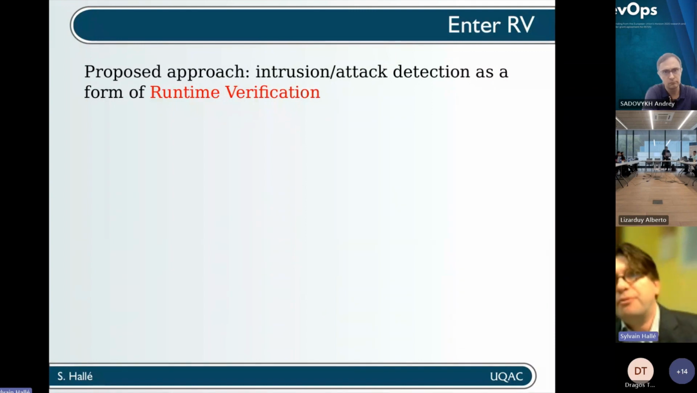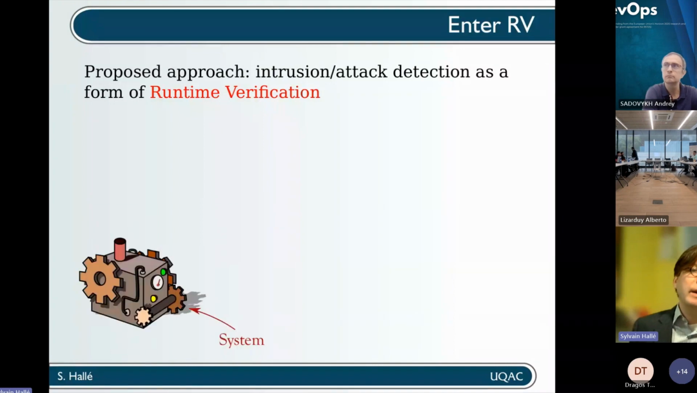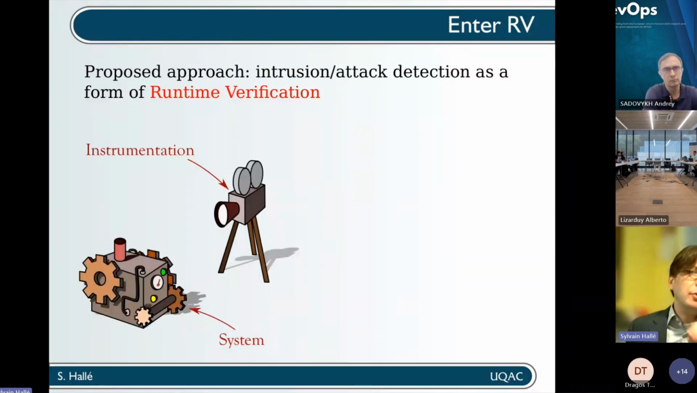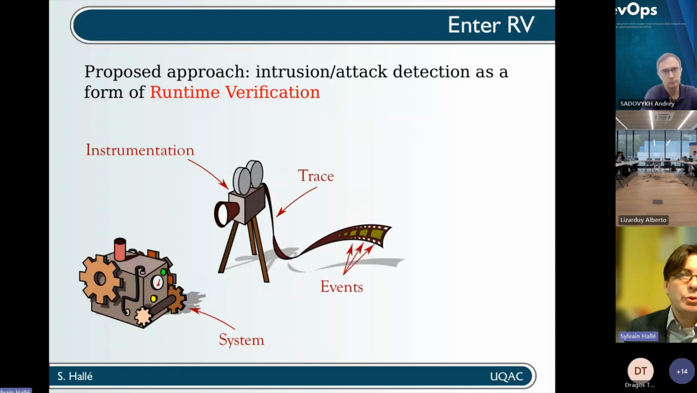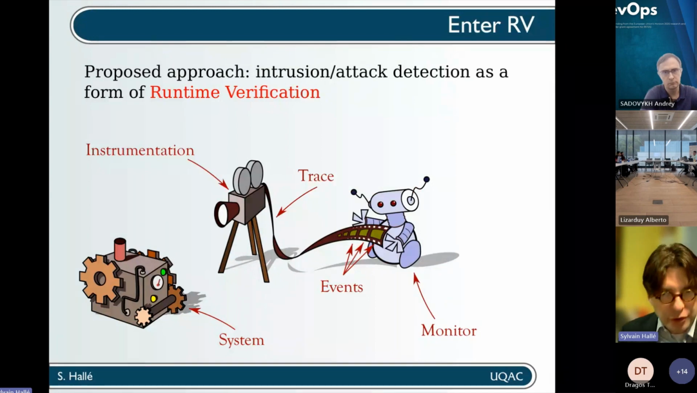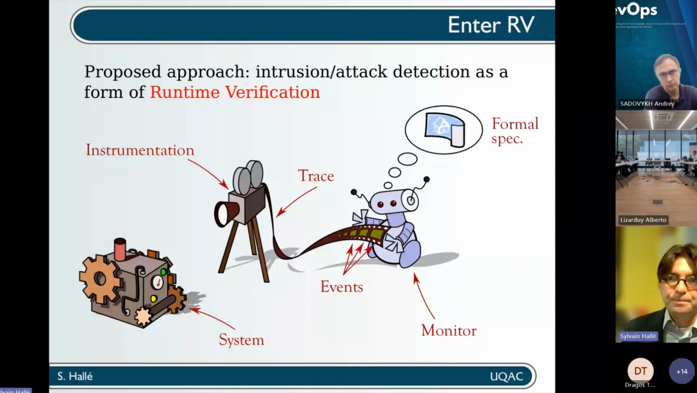Runtime verification is a subfield of software engineering, software testing in particular. The way it works is that you have a system, whatever that system may be, and then you have some instrumentation that records elements of information about the execution of the system. This instrumentation produces a trace or a log made of individual events, and then you have a monitor that evaluates in real time this flow of events that is produced by the instrumentation.